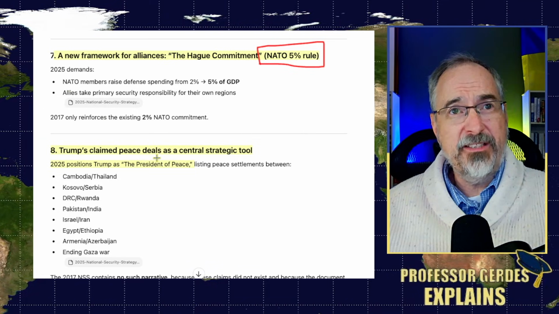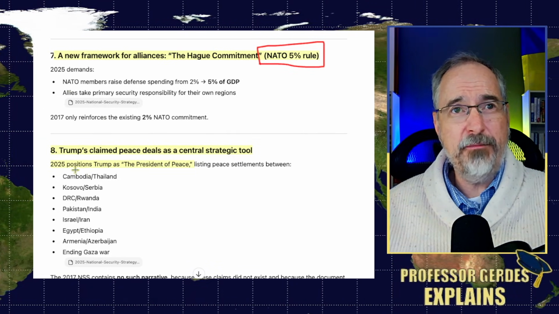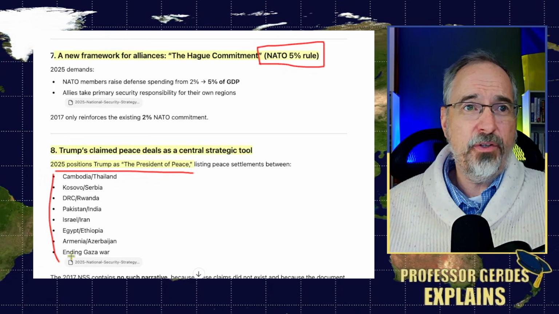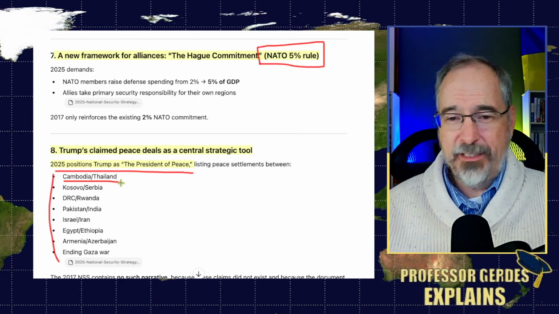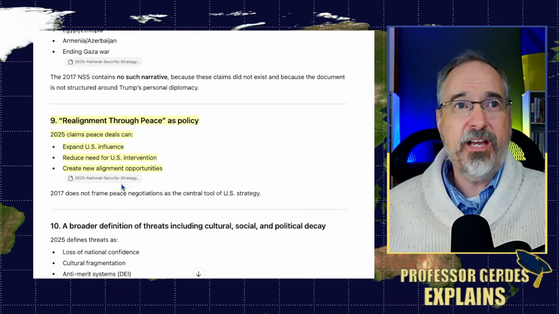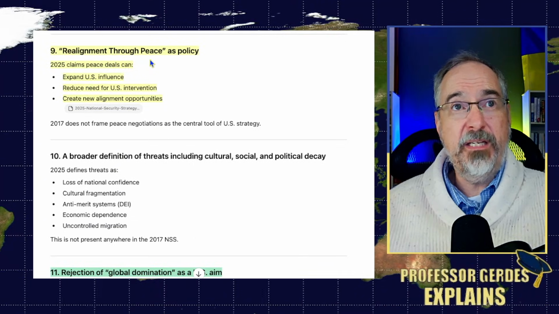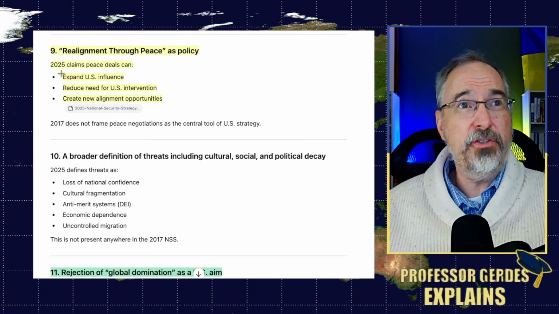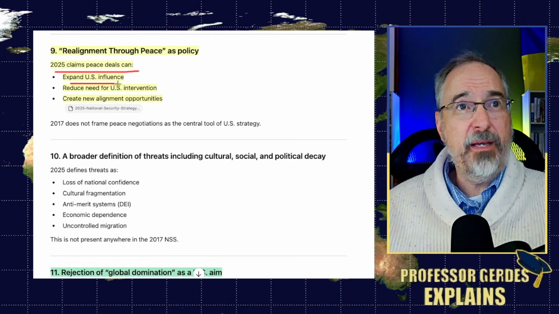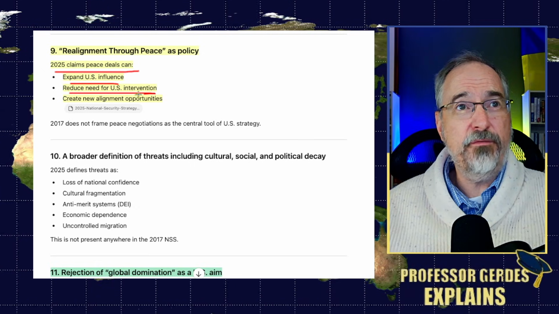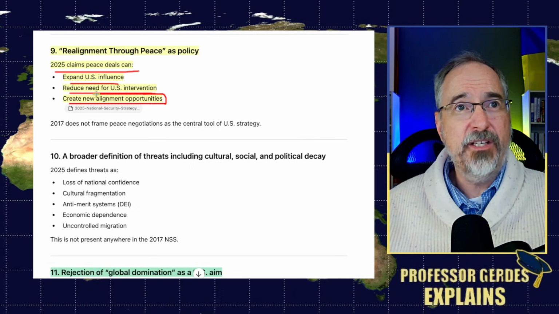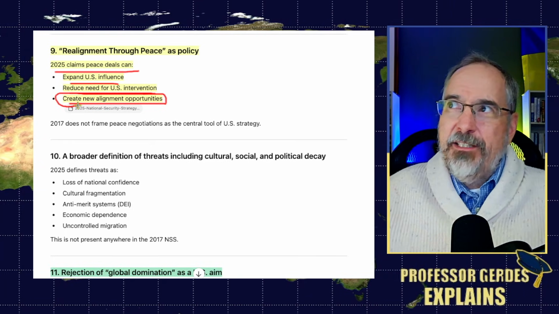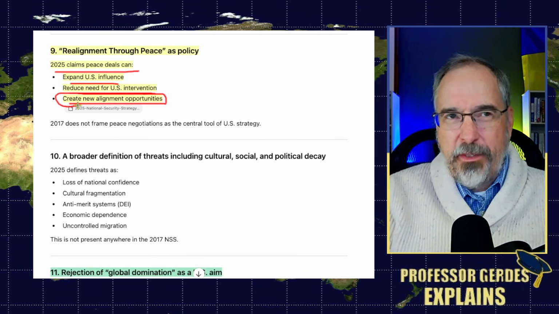Trump claimed peace deals as our central strategic tool and claims that he is the president of peace. He's made these 8 deals, Cambodia, Thailand, all the way down to ending the Gaza war. But Cambodia, Thailand just broke out, well, in the last couple of days as I'm speaking. And then the realignment through peace as a policy. This is kind of dangerous in my estimation. 2025 claims peace deals can expand U.S. influence and reduce the need for U.S. intervention and create new alignment opportunities. This is the one that I'm worried about, is that we're trying to perhaps make deals just to end wars, just so we can have the new opportunities.